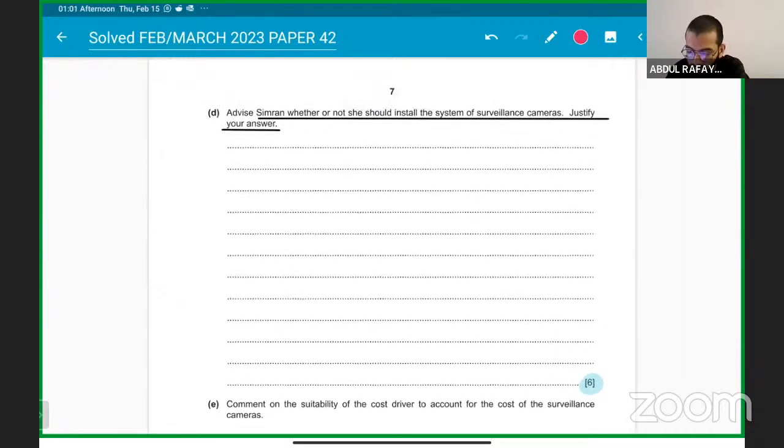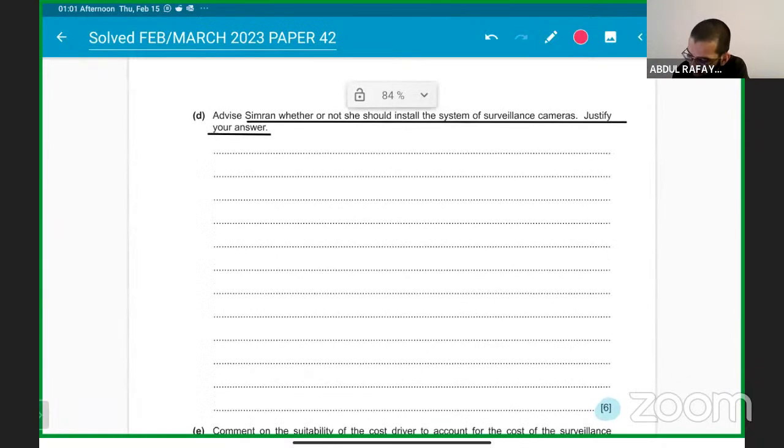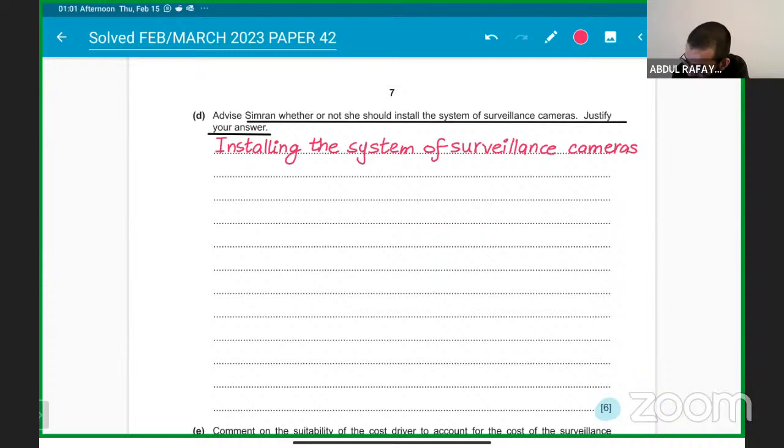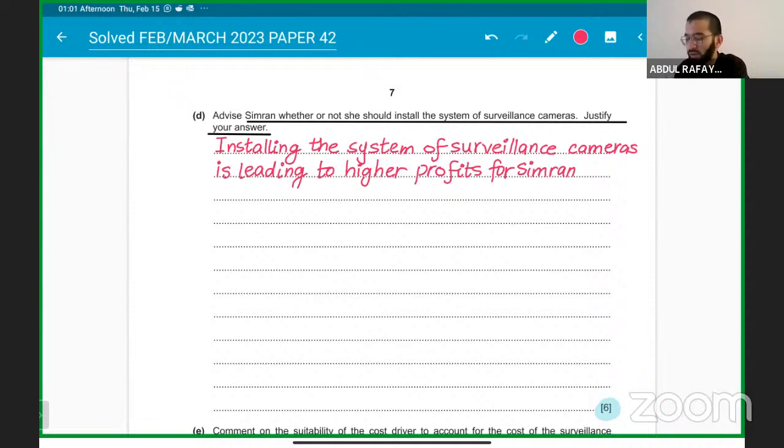Okay, decision. Always remember to give the decision at the end. तो हम यहाँ लिखेंगे कि द प्रॉफिट्स आर इंक्रीजिंग, installing the system of surveillance cameras is leading to higher profits for Simran.